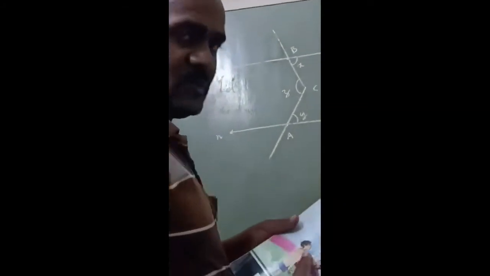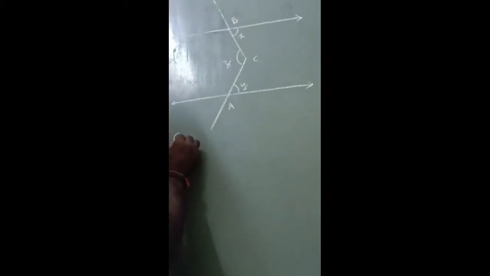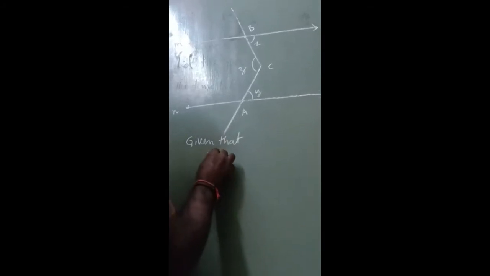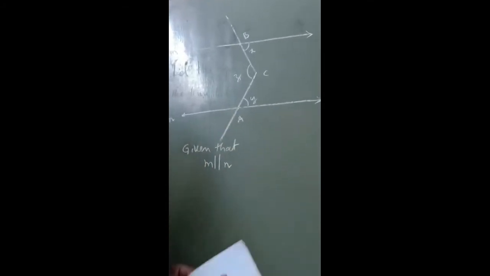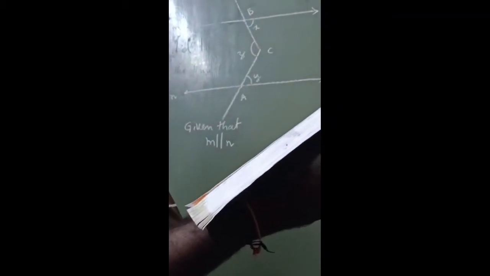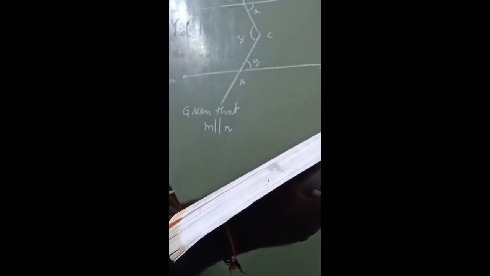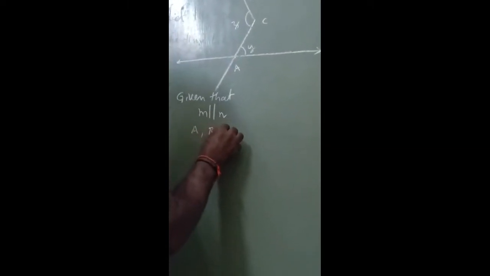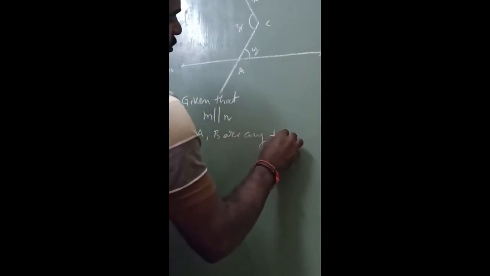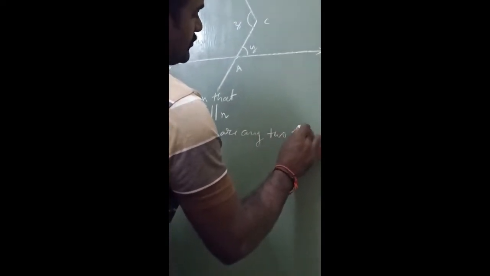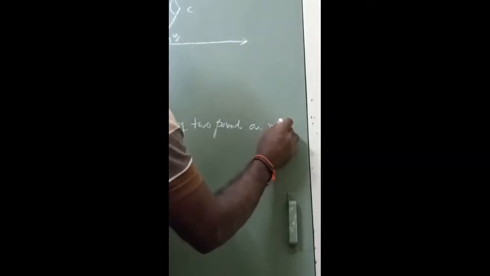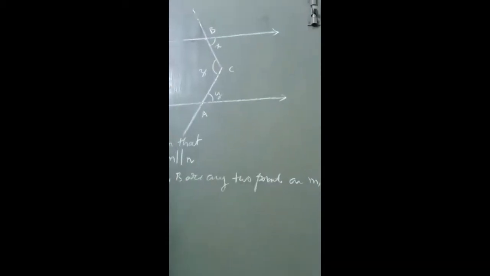Here what is given? The two lines are parallel lines. Given that M is parallel to N, and A, B are any 2 points on line M and line N.